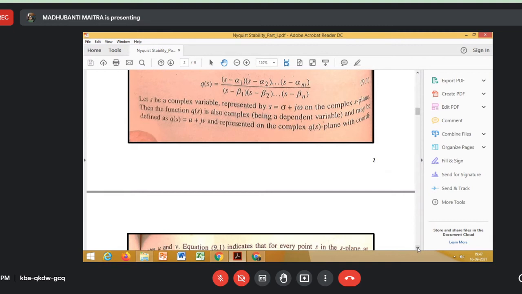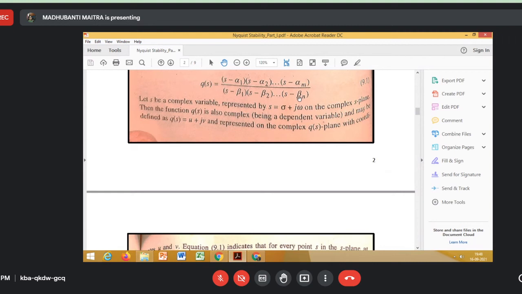So what will be the magnitude of QS? Magnitude of QS will be magnitude of S minus alpha 1 multiplied by magnitude of S minus alpha 2 dot dot dot multiplied by magnitude of S minus alpha m. So product of all these phasor lengths divided by magnitude S minus beta 1, magnitude S minus beta 2, dot dot dot magnitude S minus beta n. So product of all these phasor lengths and ratio of these two, right?